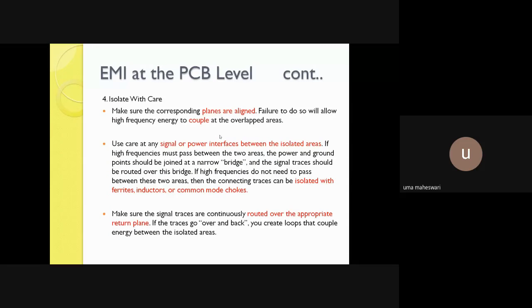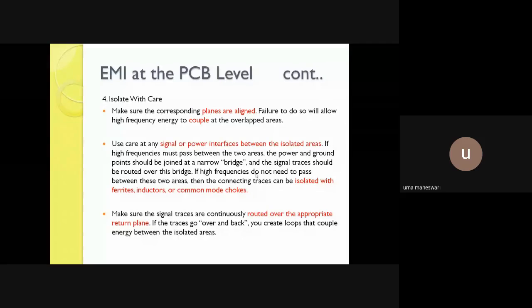Isolation should be handled with care. Most of the planes are aligned. The internal power and ground layers in the PCB we call plane layers. These planes have to be aligned properly.